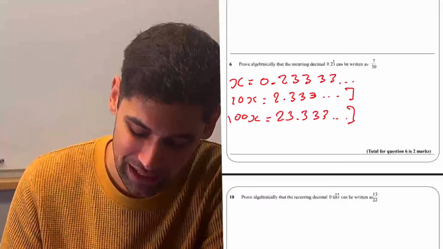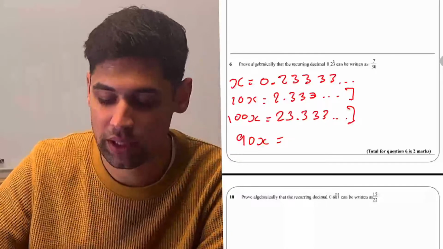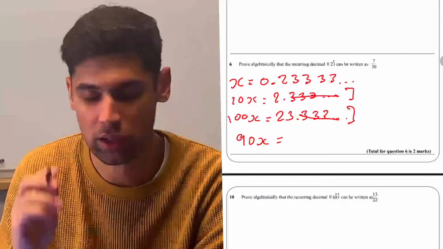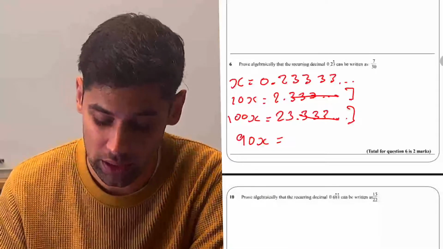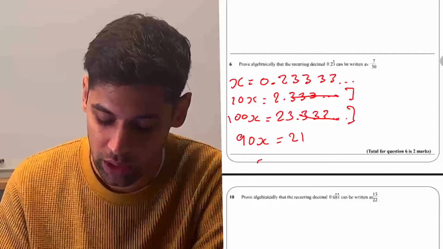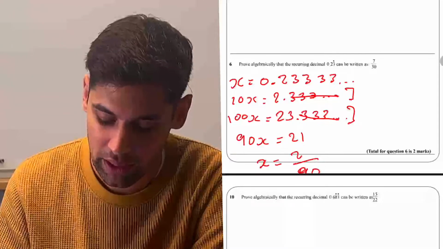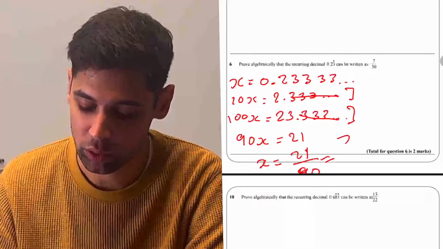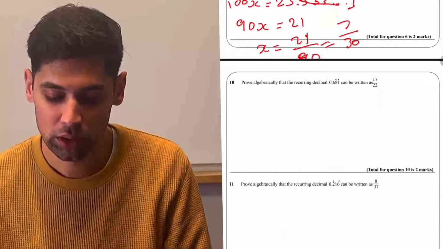100x take away 10x is 90x. 23.3 take away 2.3, both recurring. The recurrings just cancel out. That's the whole point of this. That's the genius of this. So we just end up doing 23 take away 2, which is 21. So x is going to equal 21 over 90. And that will, if we divide top and bottom by 3, equal 7 over 30. So that's how we do that one.